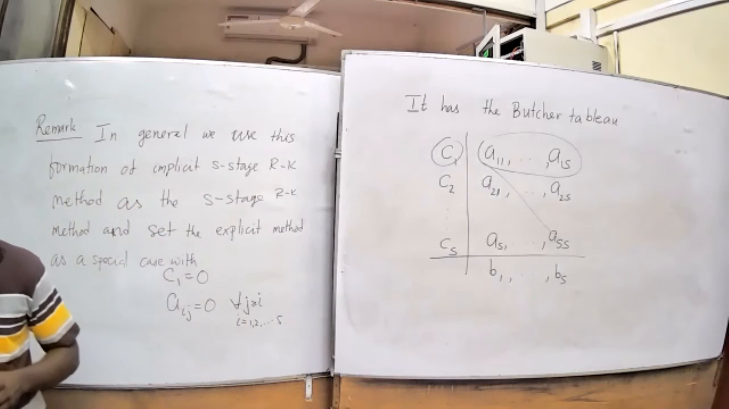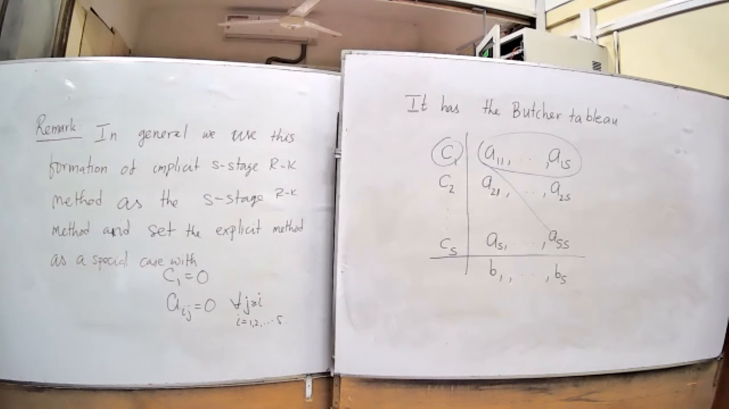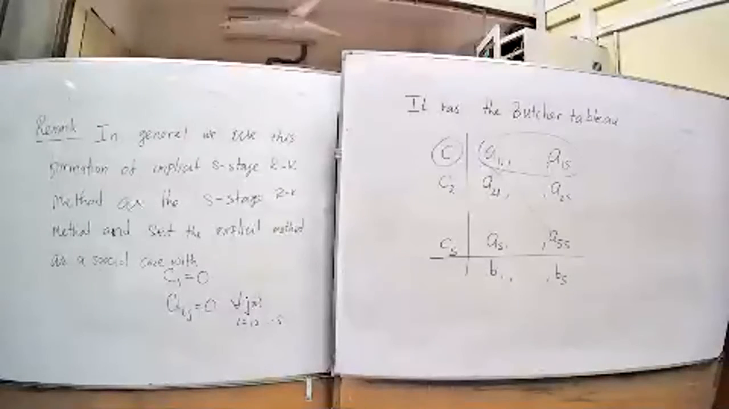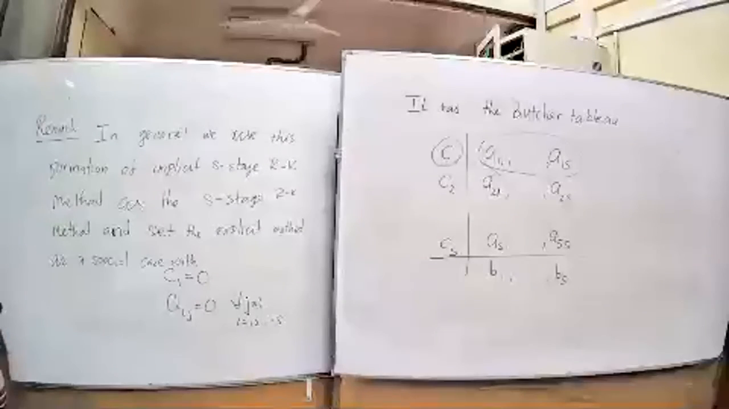Okay, so in general, now because we know the implicit formula, we can see the general Runge-Kutta method as the implicit method, right? So when we say S-stage Runge-Kutta method, we just mean implicit method, right? And then by setting these coefficients to be 0, that will give you a special case that turns out to be the explicit Runge-Kutta method, right?